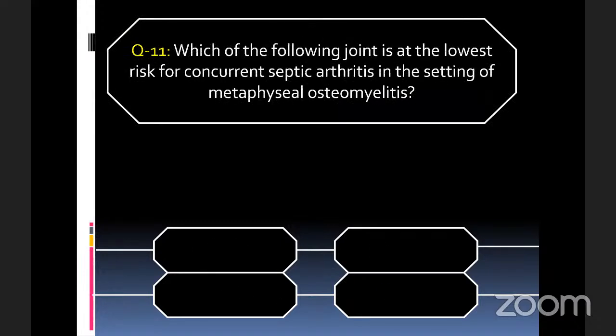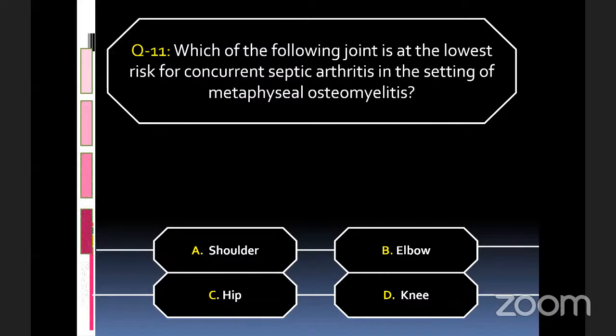Which of the following joints is at the lowest risk for septic arthritis in the setting of metaphyseal osteomyelitis? This is an interesting question. Yakub or Vigneshwaran, can you answer this? Which joint? Elbow joint. No. Okay, Ankit? I have also elbow joint.